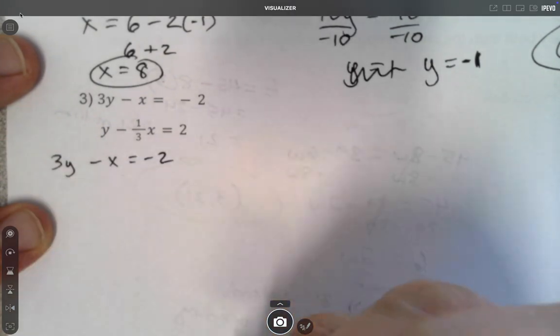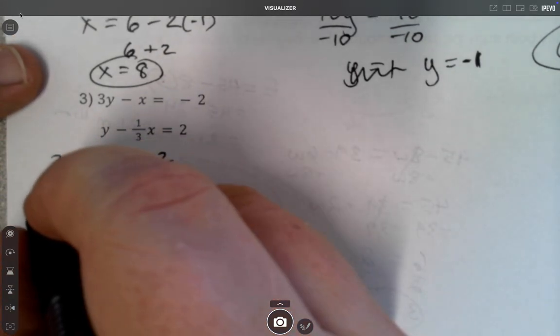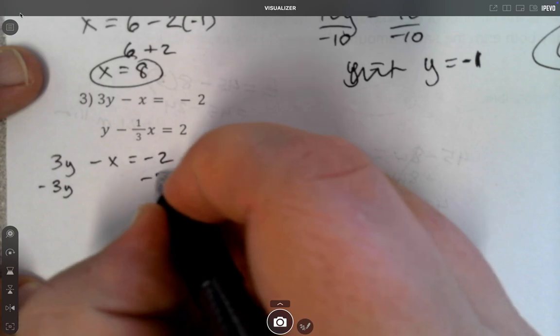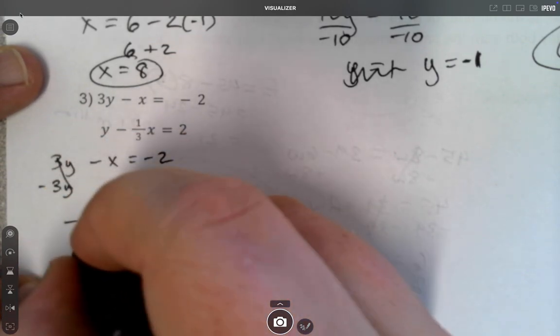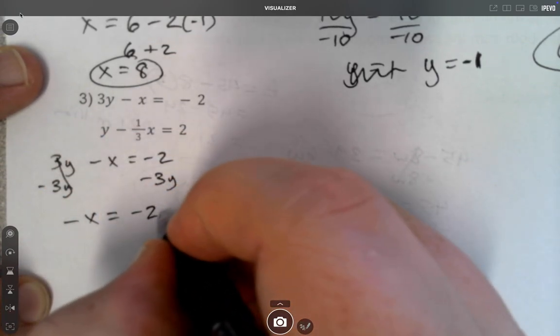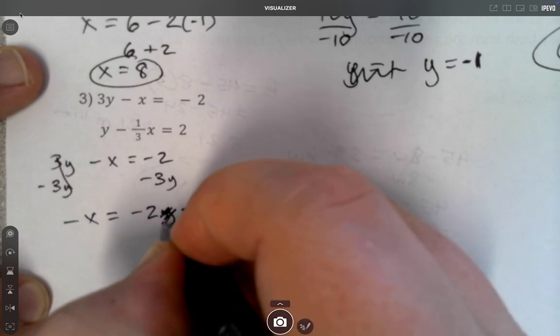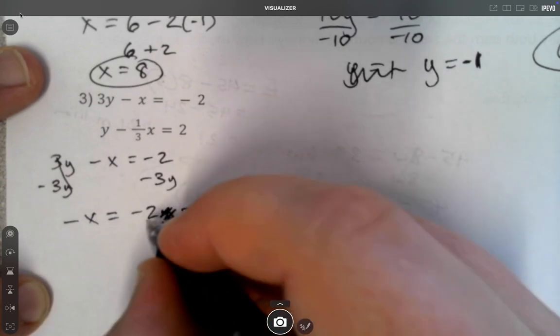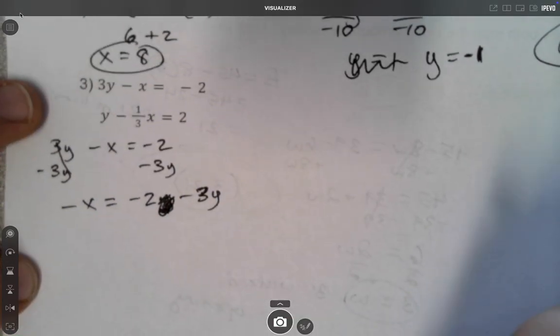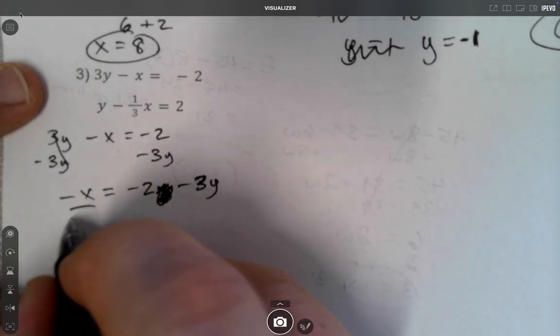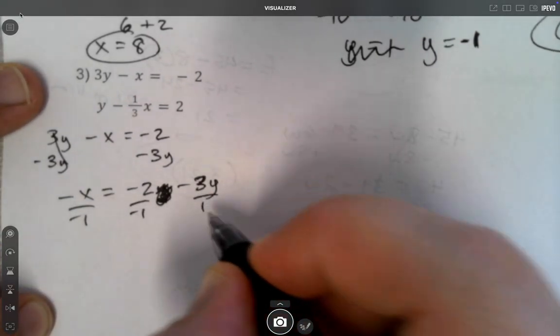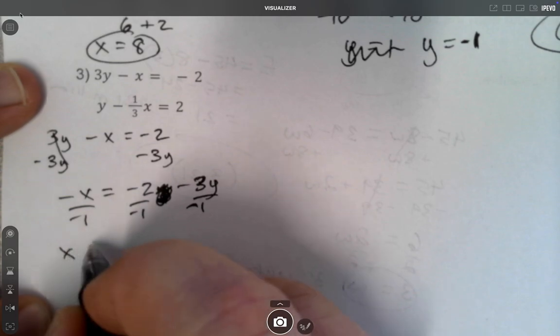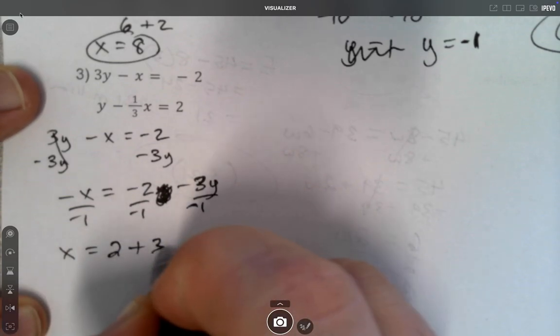So to get the x by itself, need to subtract 3y from both sides. Get negative x equals negative 2 minus 3y. Then I need to divide everything by negative 1 so the x is positive. So that gives me x equals positive 2 plus 3y.